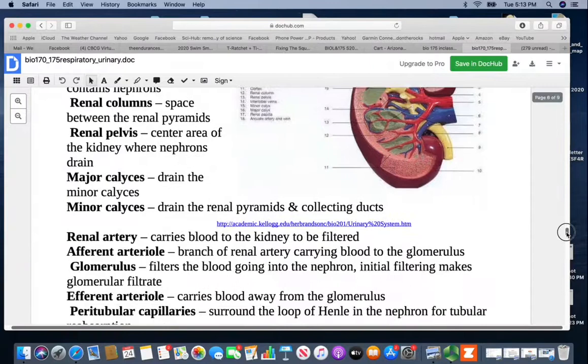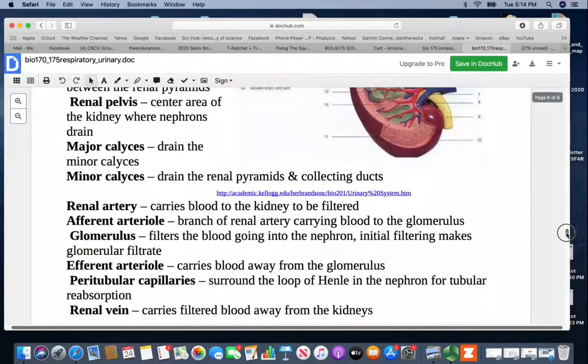When we look at the blood supply to the kidney, the main vessel is the renal artery that carries blood to the kidney to be filtered. This will divide off into multiple afferent arterioles. This branch carries blood to the glomerulus. The glomerulus is a capillary bed that does the initial filtering, and what it makes is glomerular filtrate. This removes just the big things. That glomerular filtrate will continue on through the nephron for filtering.